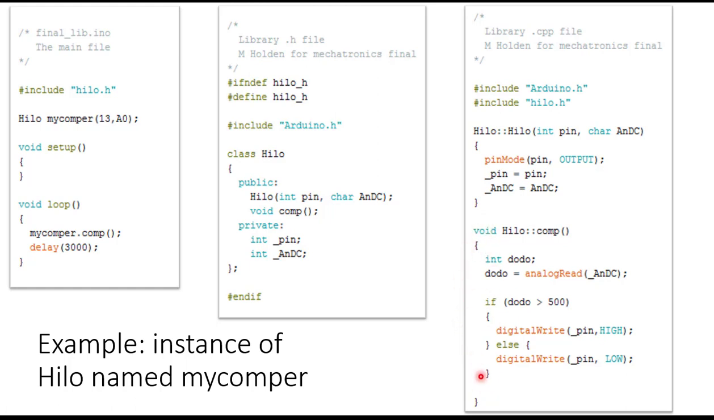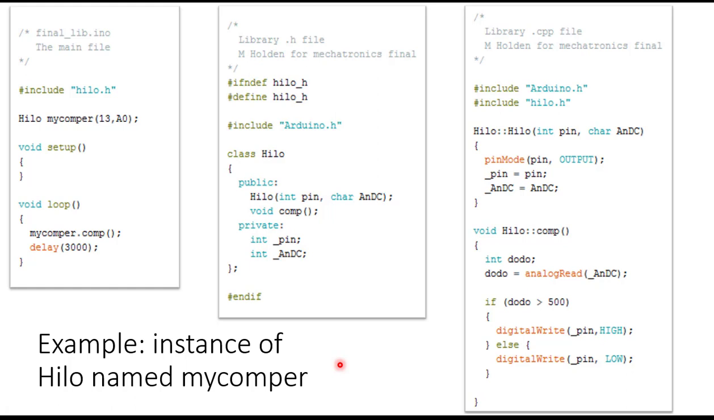The comp function has a local variable named dodo, and it uses the analogRead from Arduino. And if it's greater than 500, it turns on a pin. Otherwise, it doesn't turn it on, and pin comes in here from the constructor. And the analog pin also comes in from the constructor, there and there. So you can see it's very similar to the Morse code example. It does similar kinds of things, similar setup.